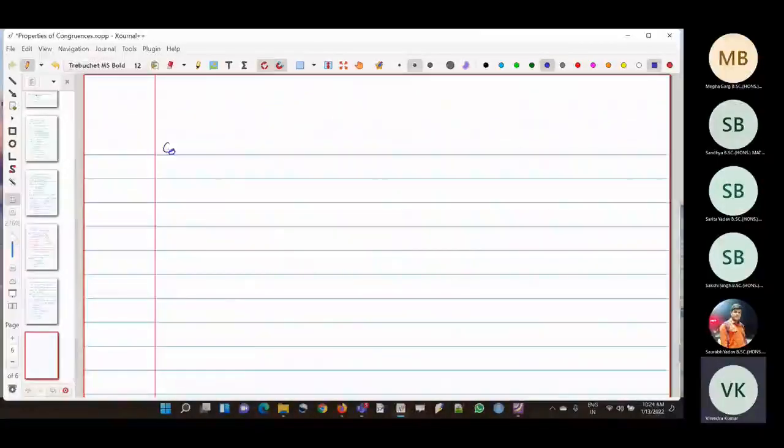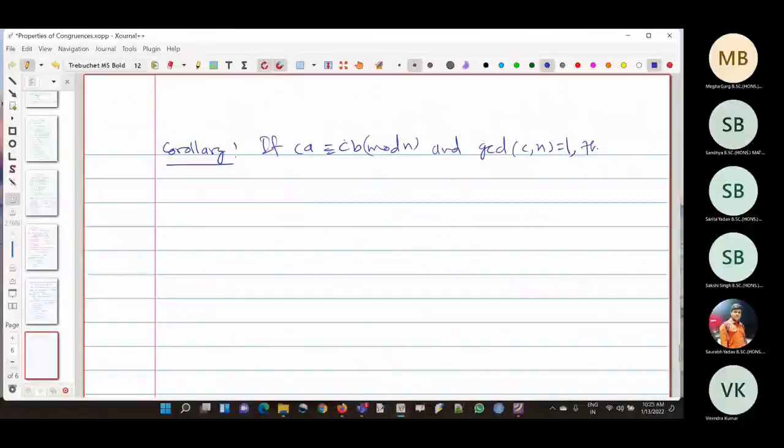One corollary to this theorem is that if CA is congruent to CB modulo N and the greatest common divisor of C and N is equal to 1, then A is congruent to B modulo N. So under this condition, we can do the cancellation.